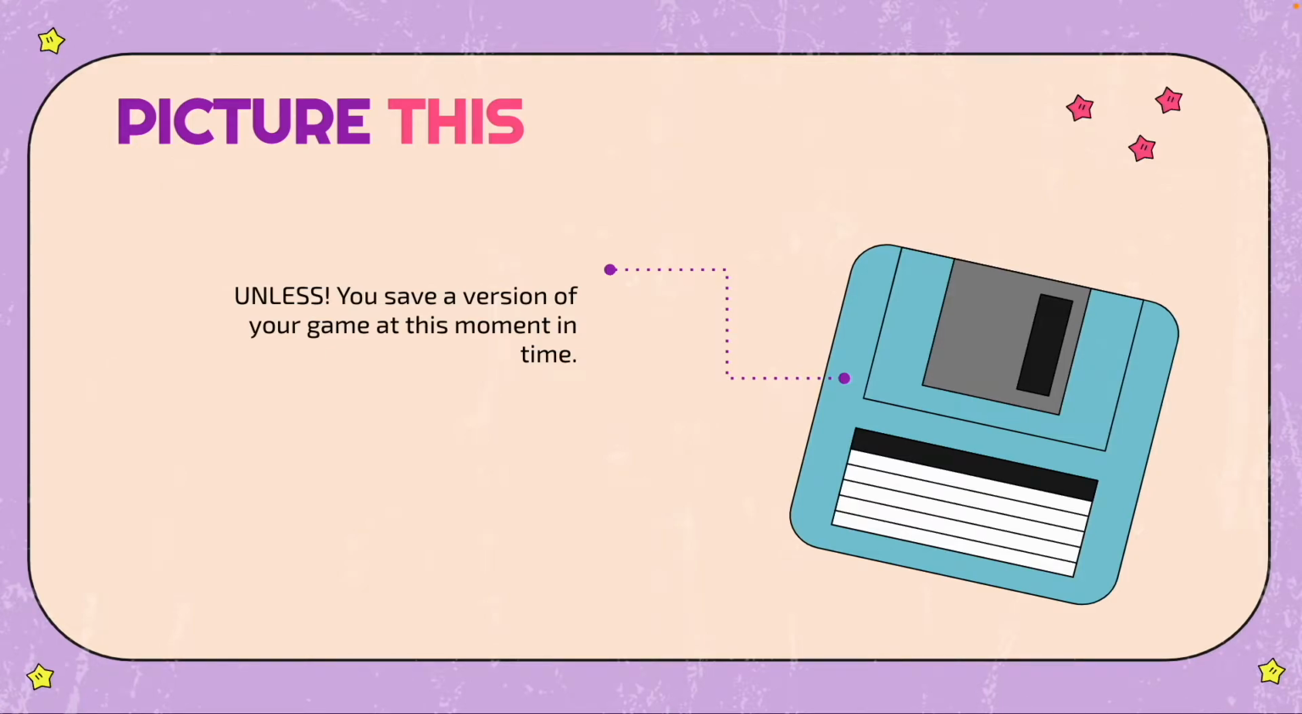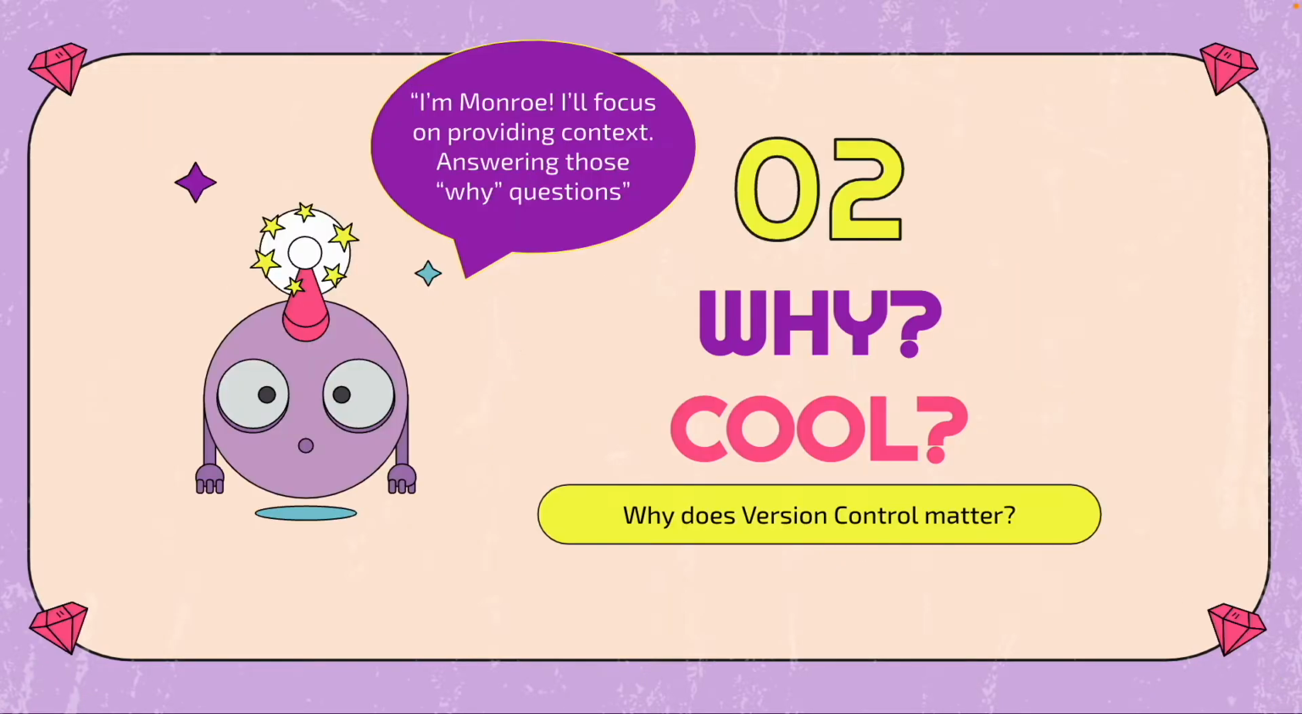So if you save a version of that game in that moment of time, like have a file that's saved at that moment when you're not dead, right before you fight, that's kind of the gist of version control. So why is it cool? Well, Monroe's going to walk us through providing context, answering those why questions.